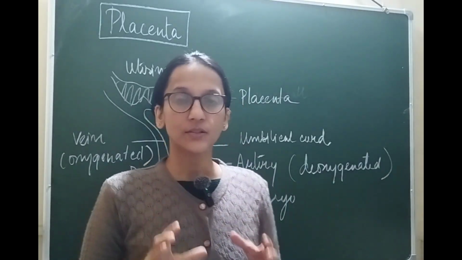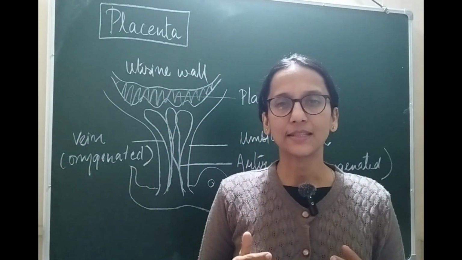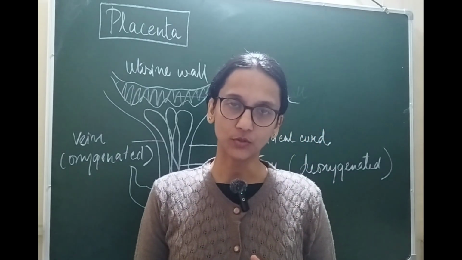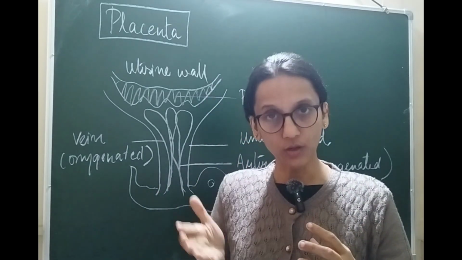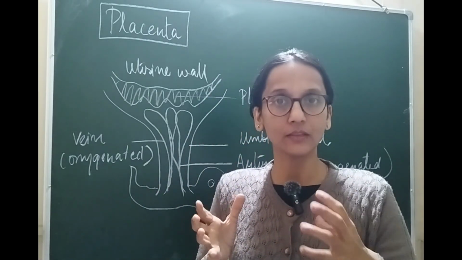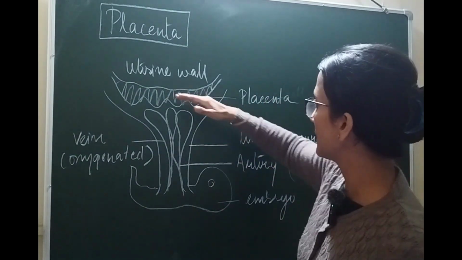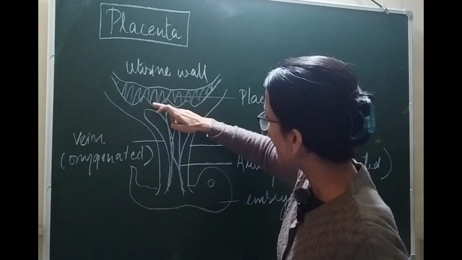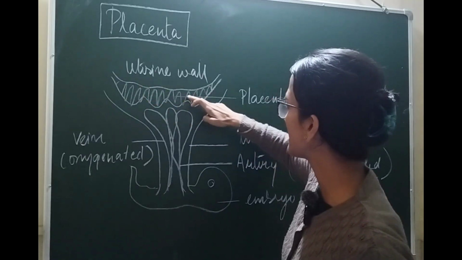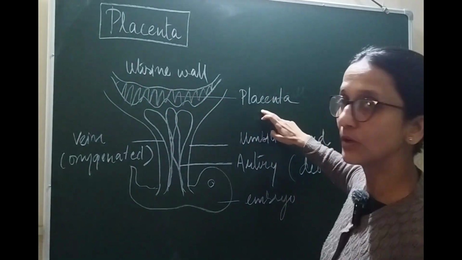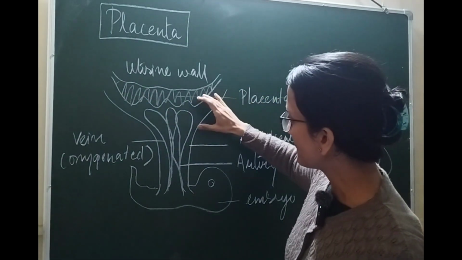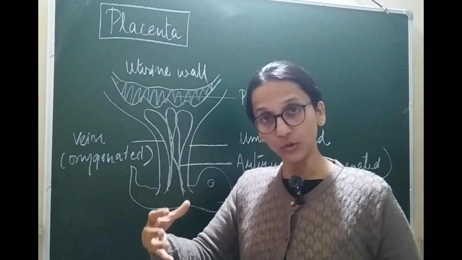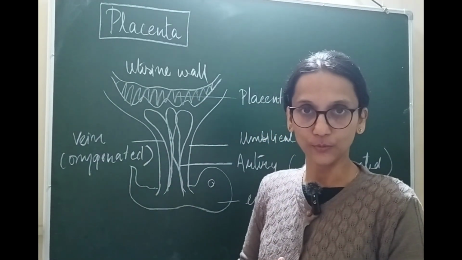Well, let us understand the structure called placenta. Remember, placenta is a disc-shaped structure which is created between the wall of the mother's uterus and the developing embryo. So if this is the uterine wall and here is the embryo, right in between you can see this disc-shaped structure that is called placenta. And this placenta has tissues of both mother's body and the embryo.